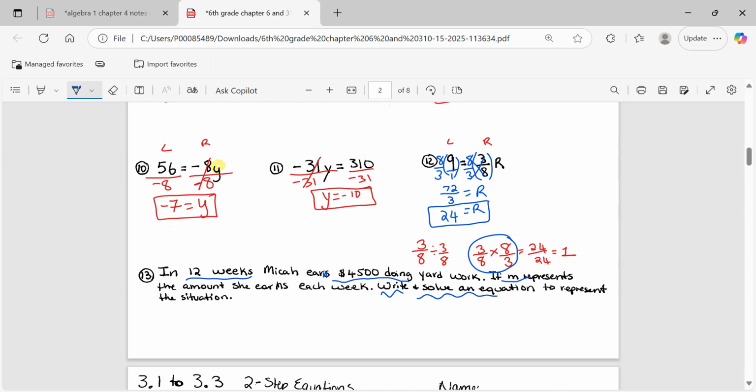Right? Well, in 12 weeks, she earns so much. That's her total. And M is how much she earns each week. But we don't know. I would have 12M because I don't know how much she earns. But after 12 weeks, she earns that money. And the total she has is 4,500. That is the equation.